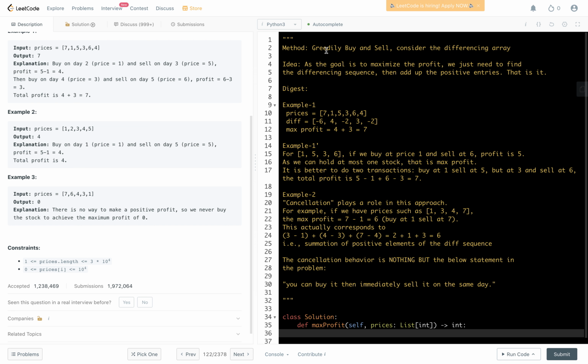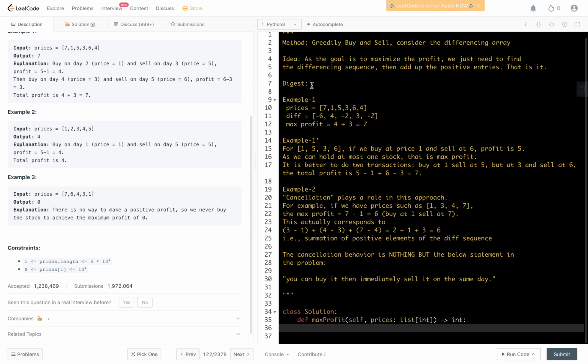So we are going to greedily buy and sell, and this is our strategy for doing this problem. So we are going to consider the difference array. The idea is actually very straightforward. As the goal is to maximize the profit, we do not care about the transaction details. We just need to find the difference sequence, then add together the positive entries. That's it.